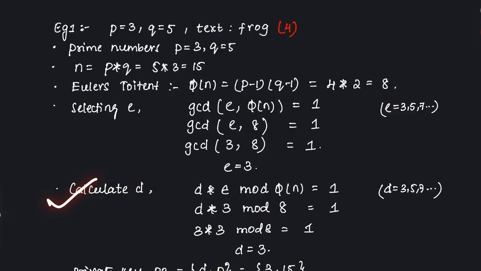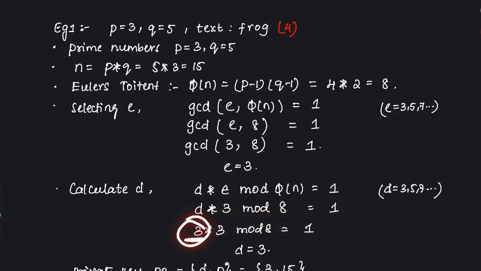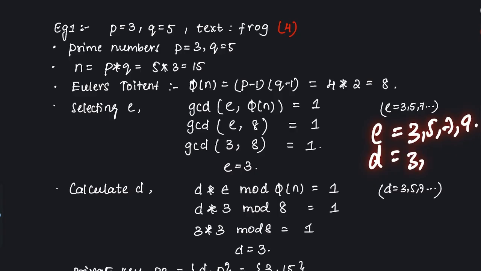Next, calculation of D. So here D star E mod phi of n is equal to 1. Here again the D value is unknown, I have to calculate D. E value is 3. So D star 3 mod 8 is equal to 1. I have to write something in place of D such that I would get mod 8 is equal to 1. If I write 3 here, 3 into 3 is 9. 9 mod 8, 9 is greater than 8, so 9 minus 8, I get 1 as the output. So D is equal to 3 is acceptable. So anytime we have to calculate E or D, start from 3, 5, 7, 9 and so on. Okay.